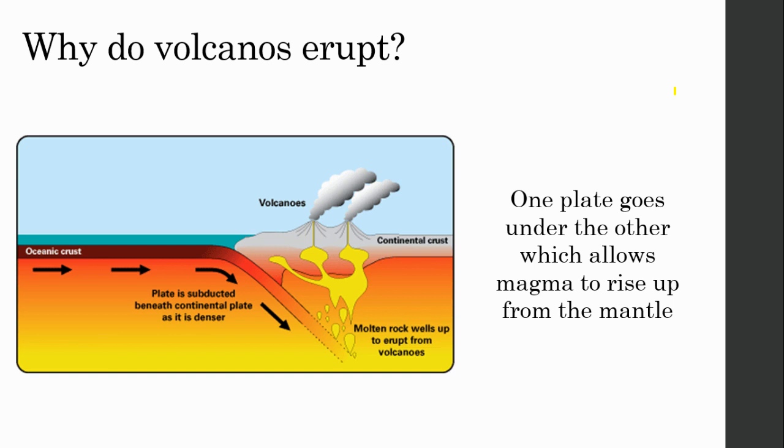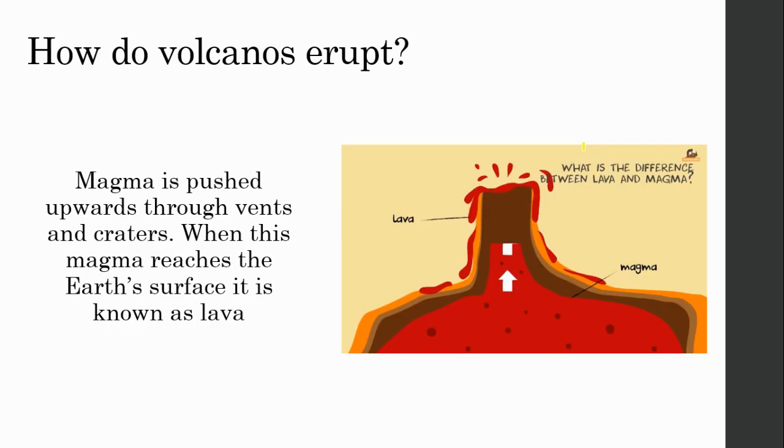Why do volcanoes erupt? At a convergent plate boundary, one plate goes under the other, which allows magma to rise up from the mantle. And how do they erupt? Magma is pushed upwards through vents and craters. When this magma reaches the Earth's surface, it is known as lava. As we said in our keywords, magma is molten rock under the ground. Lava is molten rock above the ground. So when it erupts, the magma is pushed upwards through the vents and the crater, and when it reaches the Earth's surface, it comes out as lava, and this is what we call a volcano erupting.